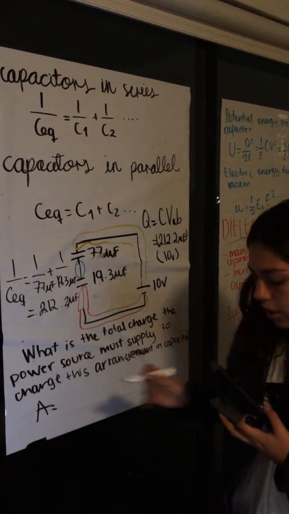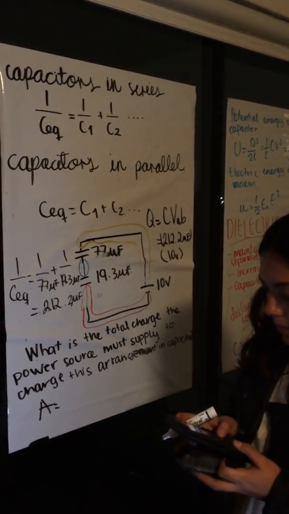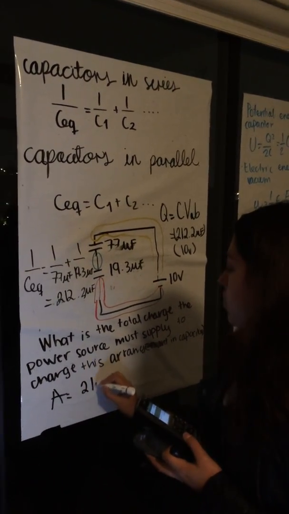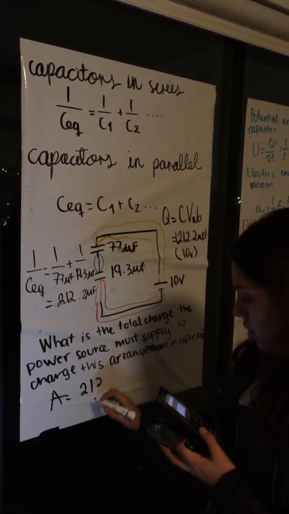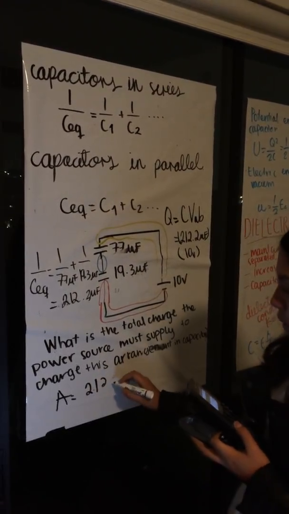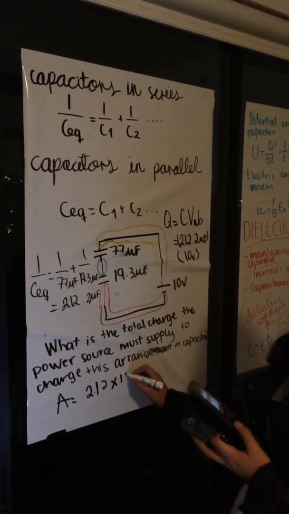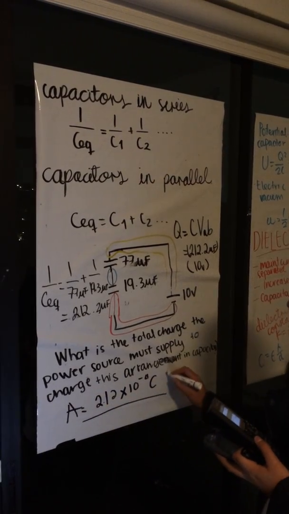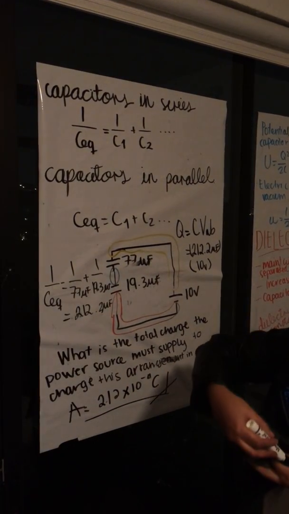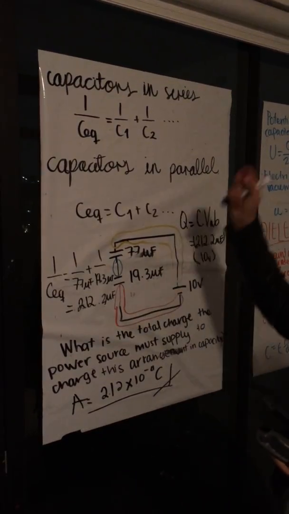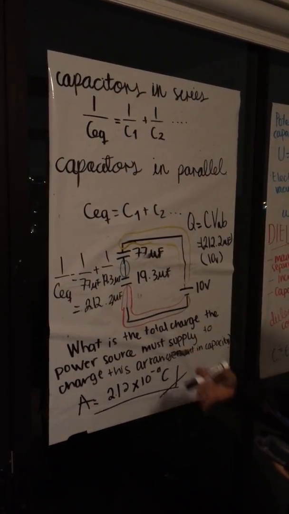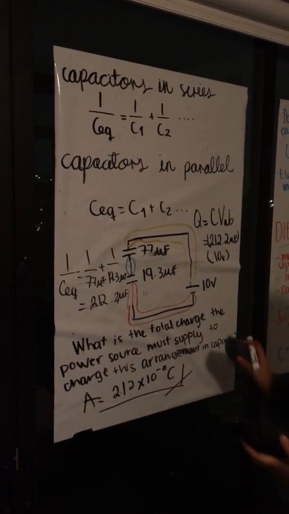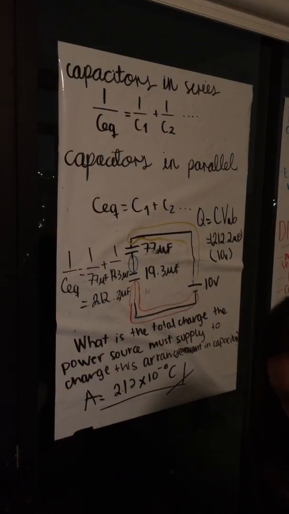I'm gonna write it down here. That would be 2.12 times 10 to the minus 4 coulombs, and that would be the answer for this problem, in which we had capacitors in series and in parallel, and we also had to use the formula for obtaining the charge in the capacitor and the potential difference.